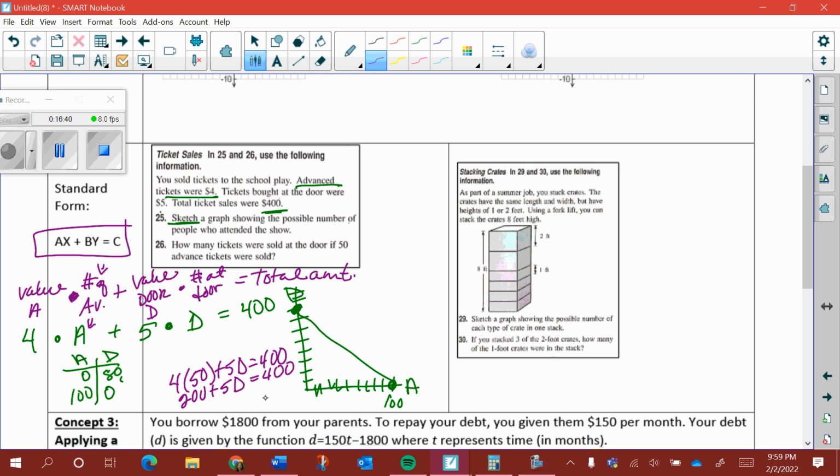And then solve that out. So I end up with D is equal to, well, let's see, 400 minus 200 would be 200. 200 divided by 5 is going to be 40. So that means at 50, 1, 2, 3, 4, 5, I should be at 40. 1, 2, 3, 4-ish.